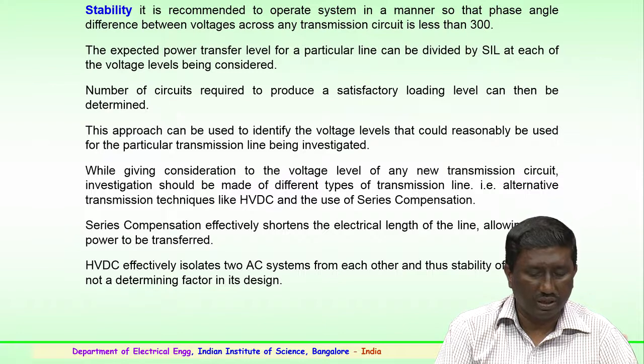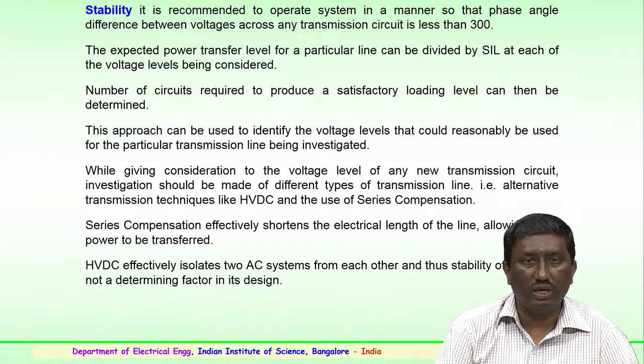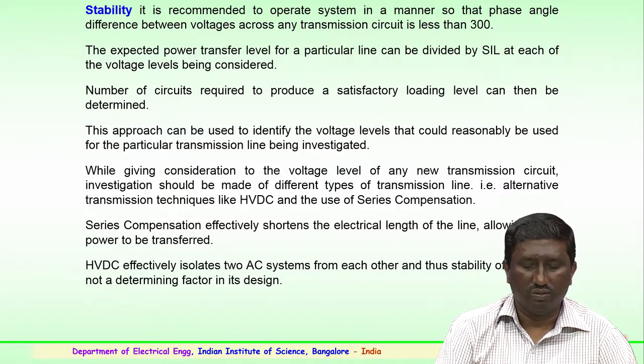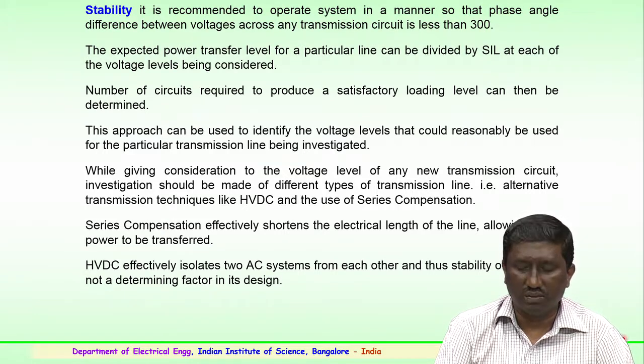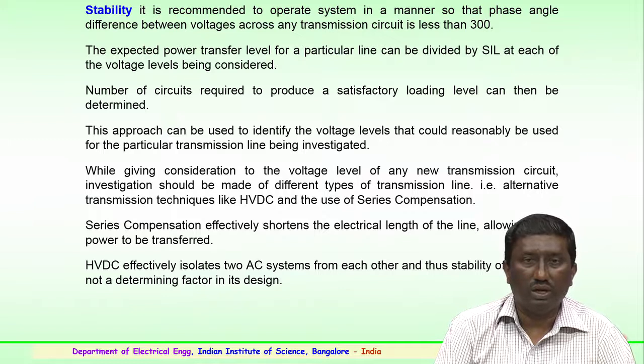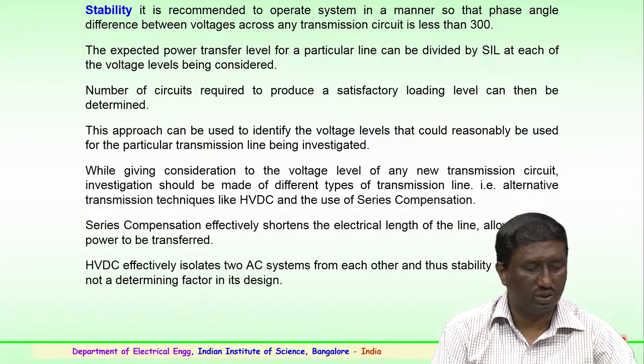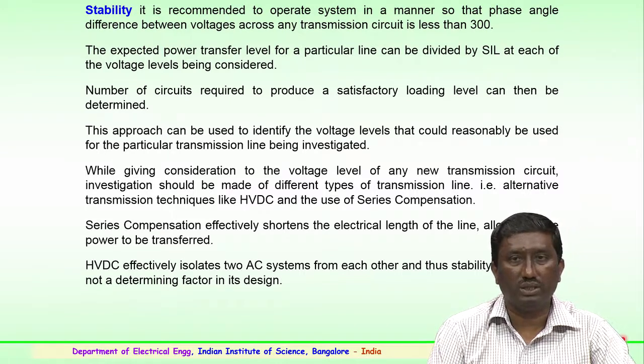Then in case of high voltage DC, it effectively isolates two AC systems from each other, and thus the stability of the link is not a determining factor in the design. So, this is to be noted: in case of HVDC, it isolates two AC systems.